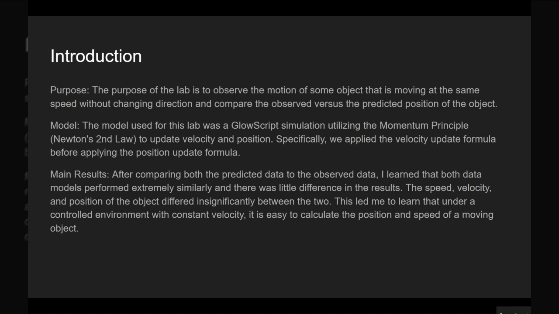The model used for this lab was a GlowScript simulation utilizing the momentum principle, Newton's second law, to update both velocity and position. Specifically, we applied the velocity update formula before applying the position update formula. And after comparing both the predicted data to the observed data, I learned that both data models performed extremely similarly, and there was little difference in the results. The speed, velocity, and position of the object differed insignificantly between the two. This led me to learn that under a controlled environment with constant velocity, it is easy to calculate the position and speed of a moving object.